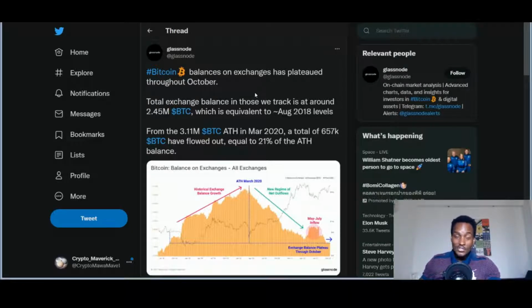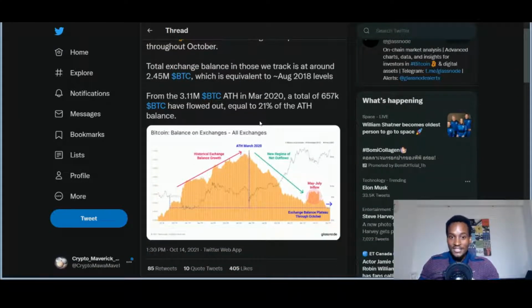So this interesting tweet, this information has been floating around for many weeks now. Bitcoin balances on exchanges have plateaued through October. So total exchange balance in those we track is at around 2.45 million Bitcoin, which is equivalent to August 2018 levels from the 3.11 million Bitcoin all-time high in March 2020. A total of 657,000 Bitcoin have flowed out, equaling 21% of the all-time high balance.